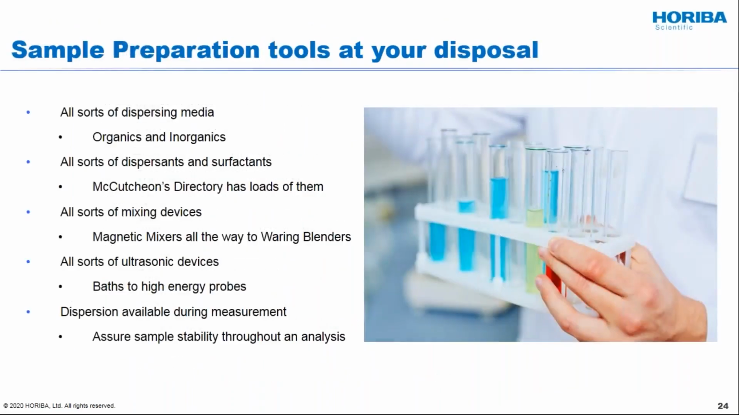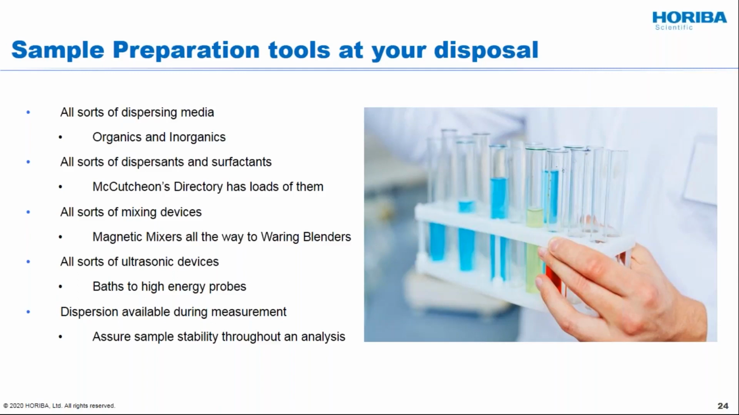So here's a listing of some things. These are typically for wet types of samples. There's a variety of media you can use, could be organics, inorganics, a whole variety of dispersants. Heck, this McCutcheon directory is a whole book full of different things that you could use to help you get your particles dispersed if you want the fundamental particles. You have all sorts of mixing devices you can use, magnetic stirrers, whirring blenders. You can go up to high energy. You can go with ultrasonic probes and baths and so forth.